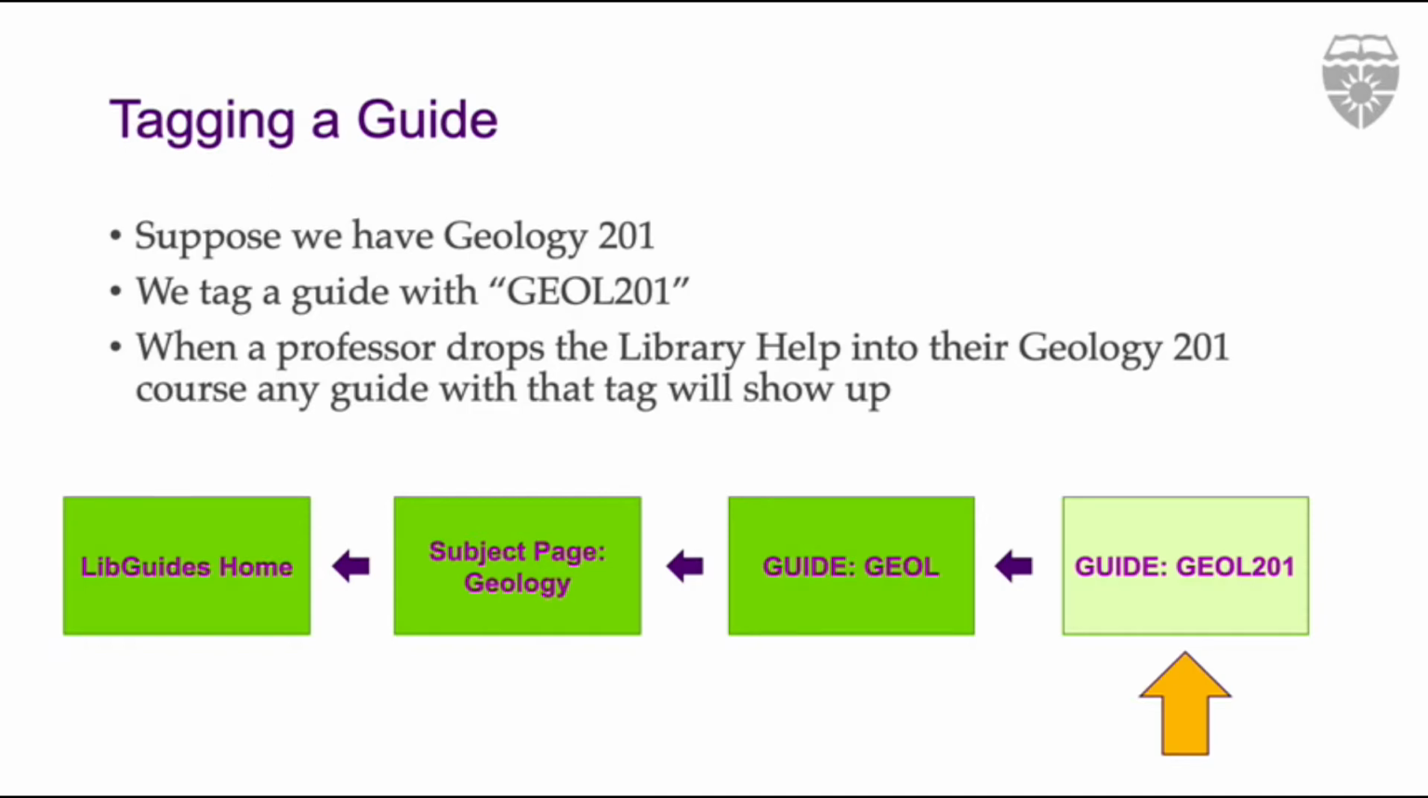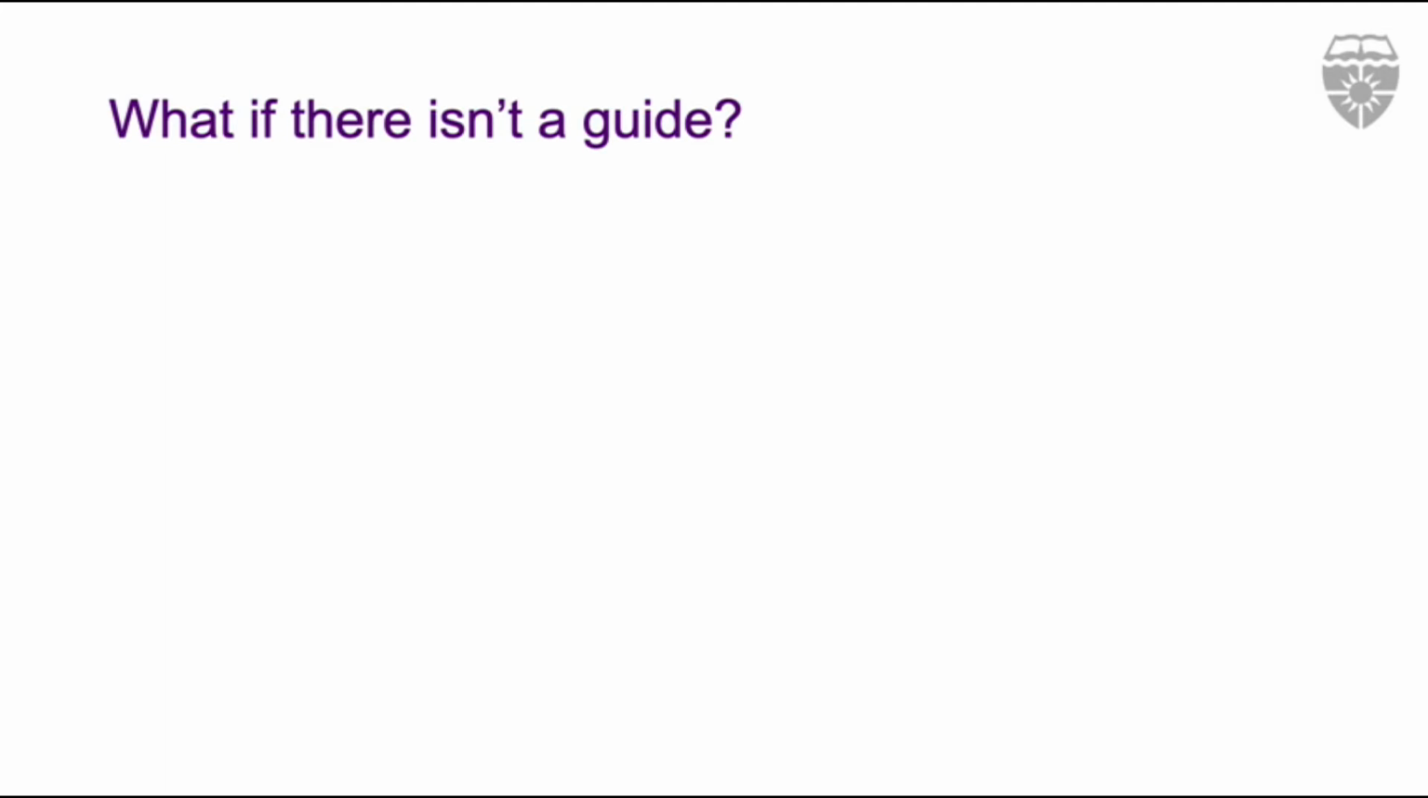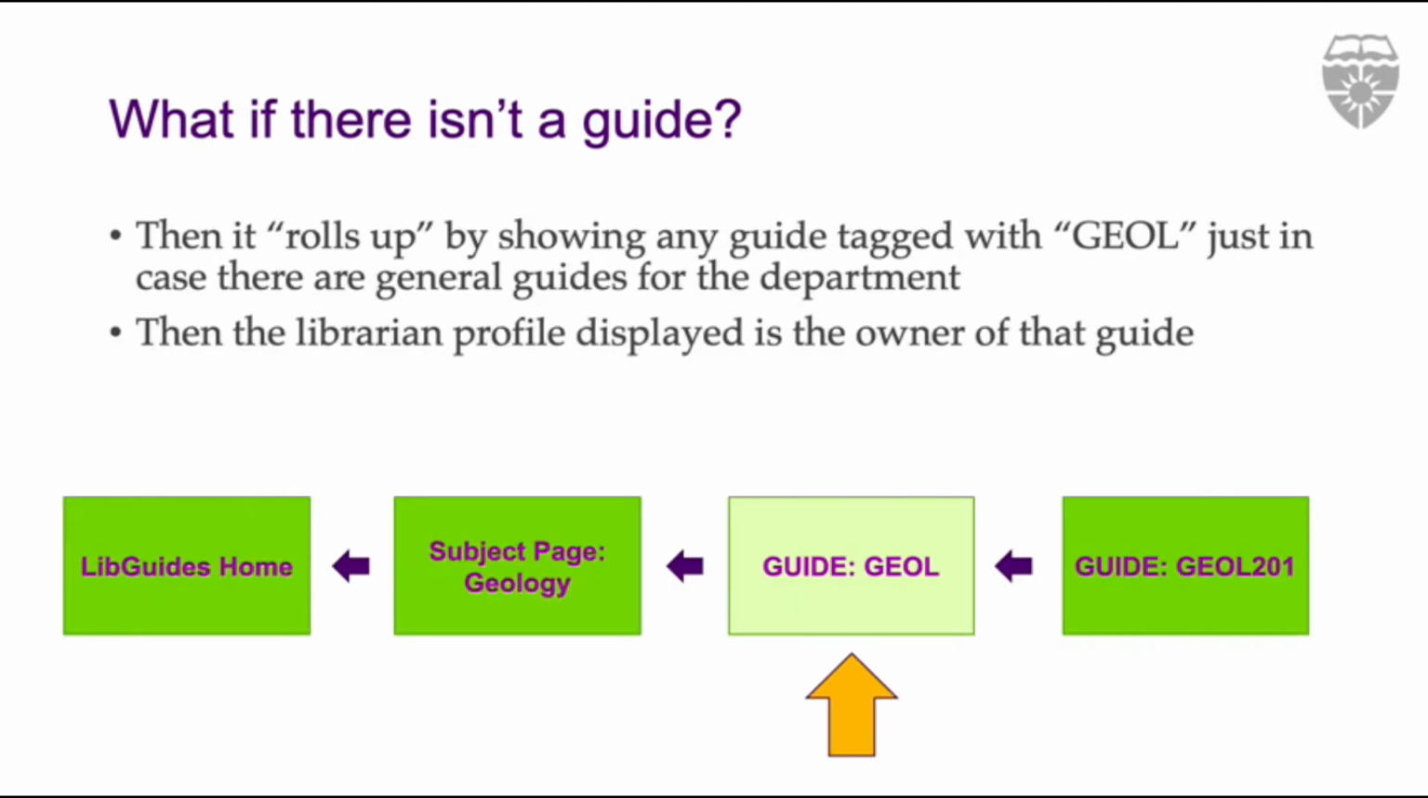So if we have Geology 201, we can take a guide with Geology 201, and when a professor drag drops library help into their course, it finds it. Now, if there's not a guide for Geology 201, but there's a guide for geology, and we're talking about a guide here, it'll find that. So it strips off 201 and just goes, hey, well, the Department of Geology. I'll see if there's any guides related to geology.